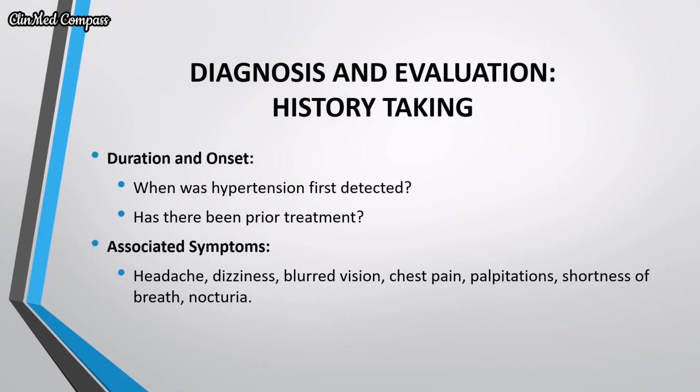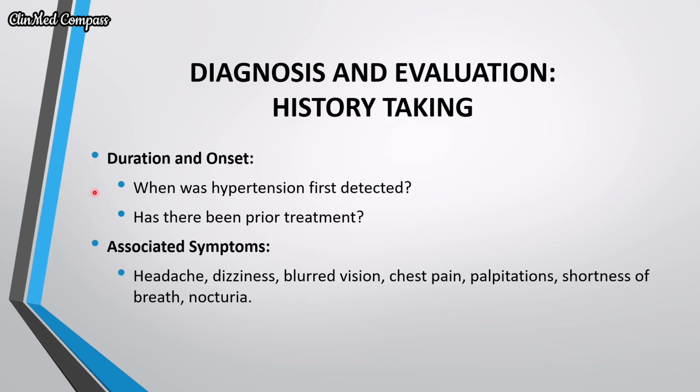Diagnosis and evaluation. When evaluating a patient with hypertension, history taking is critical. You begin with the duration and onset of hypertension. When was it first noticed? Was it diagnosed during a routine checkup or due to symptoms? Ask about previous treatments. Were they ever prescribed antihypertensives?